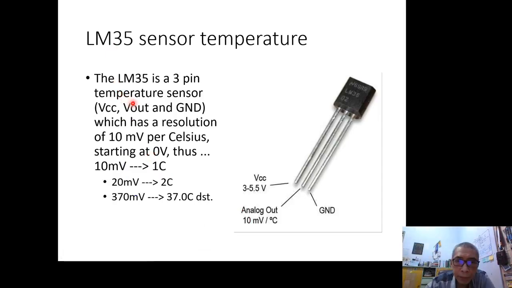Okay, the LM35 is a 3-pin temperature sensor. What we have here is VCC, analog out, and ground, which has a resolution of 10 millivolt per degree Celsius, starting from 0. Thus, a reading of 10 millivolt corresponds to 1 Celsius, 20 millivolt corresponds to 2 degrees Celsius, and 370 millivolt corresponds to 37 Celsius, and so on.